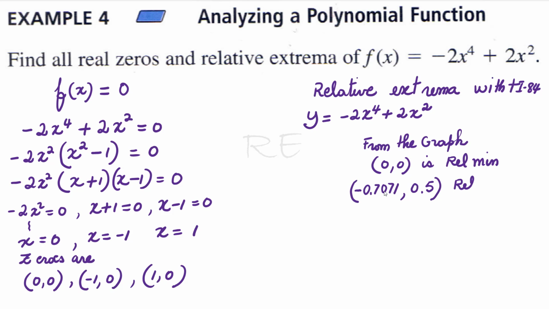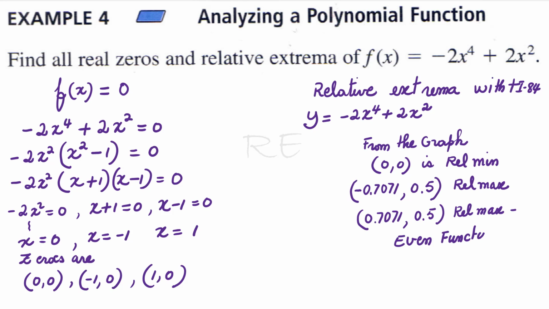Because it's a relative maximum, and the function is even, the curve is reflected over the y-axis. The second maximum should be at x = 0.7071, and y will not change, 0.5. We can check it with the calculator.